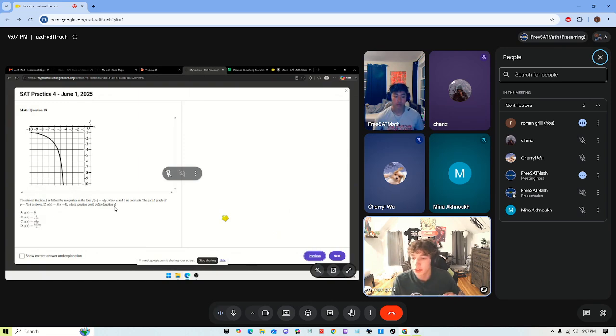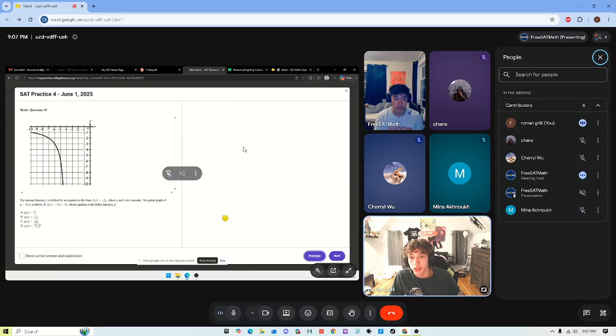Okay. The rational function f is defined by an equation in the form f of x equals a over x plus b, where a and b are constants. The partial graph of y equals f of x is shown. If g of x equals f of x plus 4, which equation could define g of x?